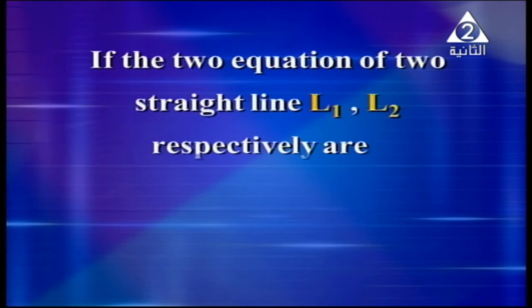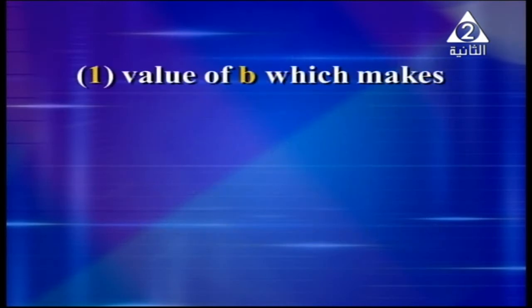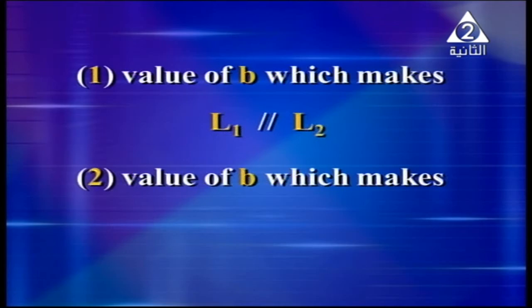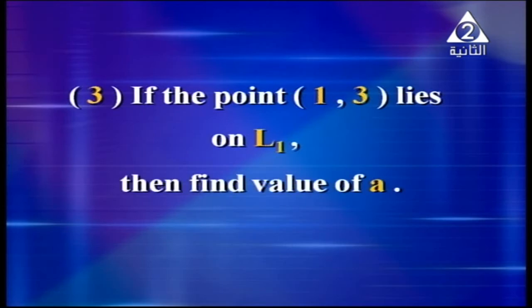Let us have another example. If the equations of the two straight lines L1 and L2 respectively are 2x minus 3y plus a equals 0 and 3x plus by minus 6 equals 0, find the value of b which makes L1 parallel to L2. Number 2, the value of b which makes the two lines L1 and L2 perpendicular. Then finally, if the point (1, 3) lies on L1, find the value of a.